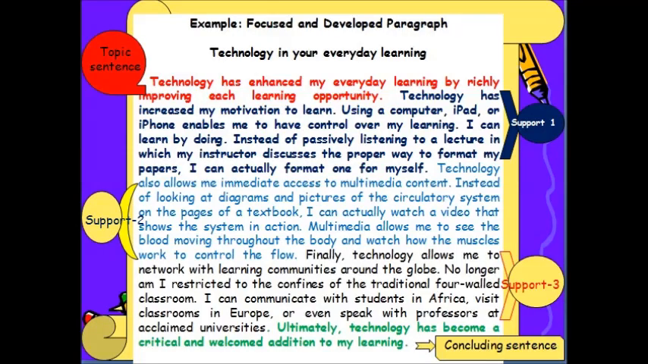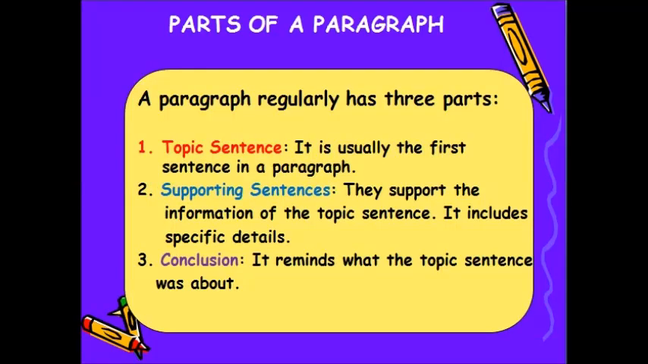Here is an example of a paragraph in which we illustrated different parts of a paragraph by color coding. If you read the paragraph carefully and follow the step-by-step development, you will be able to understand how a standard paragraph can be composed. Now let us discuss the parts of a paragraph. A paragraph regularly has three parts. Part 1, the topic sentence.